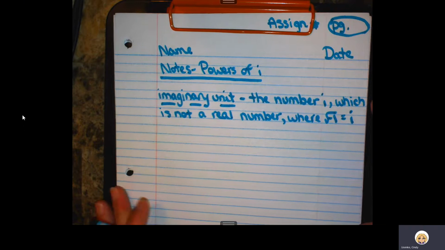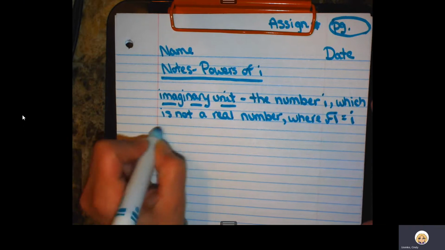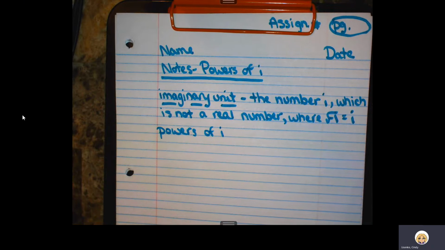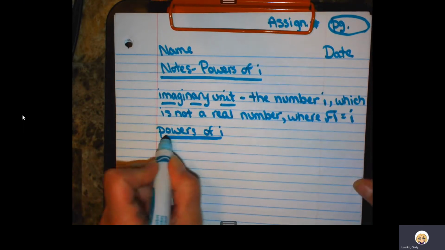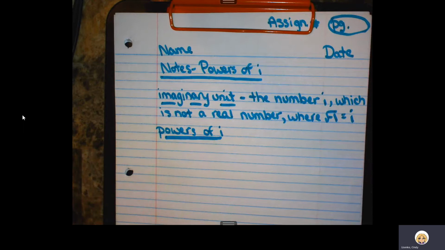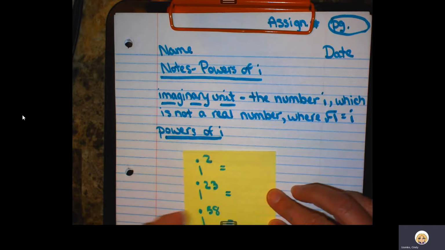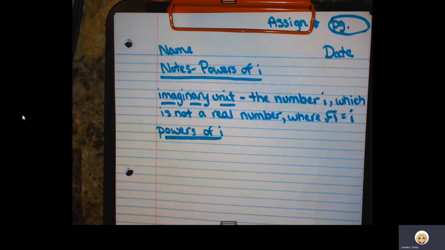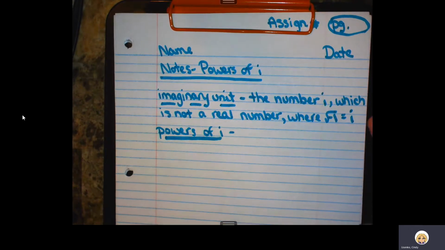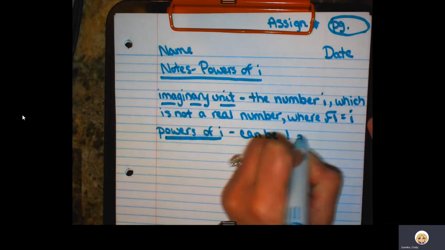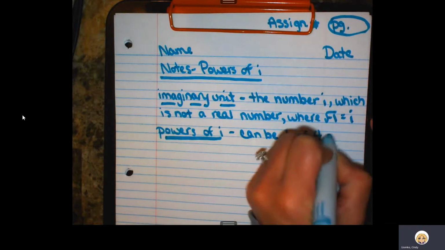Now what we're going to talk about is powers of i. So I'm going to write powers of i. What I mean by that is if we have an i raised to a certain power, these all can be changed to one of four answers. No matter what the exponent is, it's always going to be one of four answers, and we're going to learn how right now. Can you write for me: can be one of four answers.